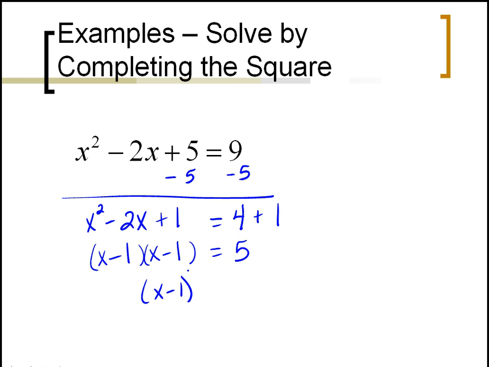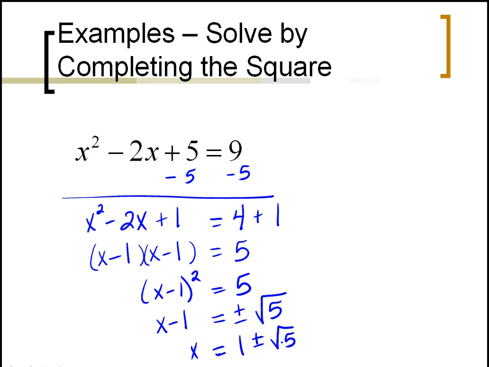Or better yet, we can write that as x minus 1 squared is equal to 5. So now we can apply the square root property that says that x minus 1 is equal to plus or minus the square root of 5. So if we add 1 to both sides, we will get x is equal to 1 plus or minus the square root of 5. So our solutions are 1 plus the square root of 5 and 1 minus the square root of 5.